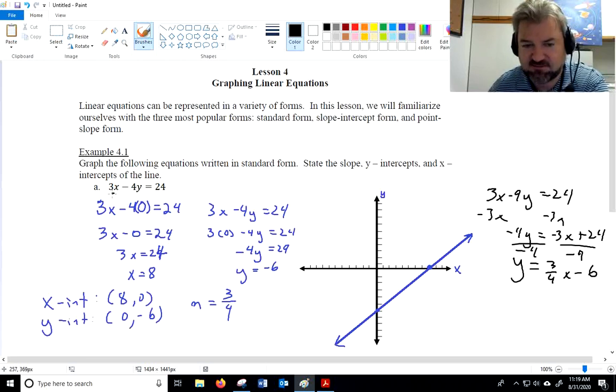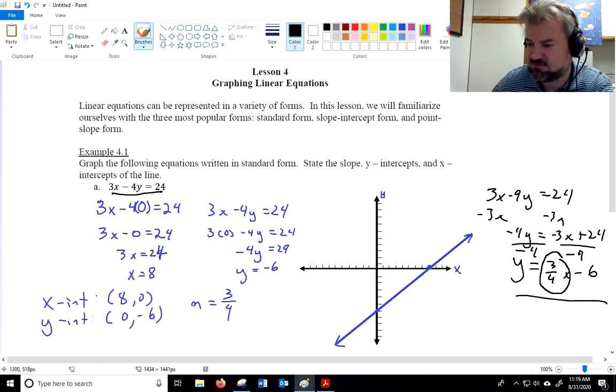These are the same lines. This line and this line are definitely the same line, but this form allows me to see the slope as 3/4. Please do not put an x when I ask you what the slope is. The slope is a number. It is not a number x. It is in front of x in y equals mx plus b form. But don't put a variable when I ask for the slope. That's not correct.